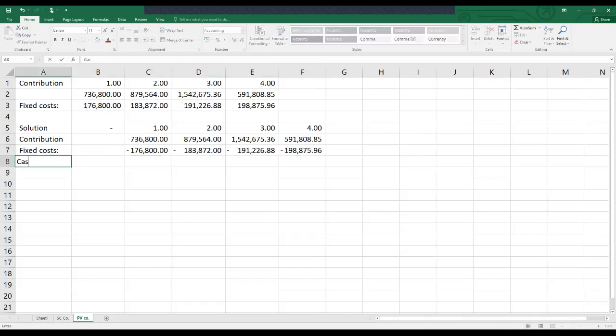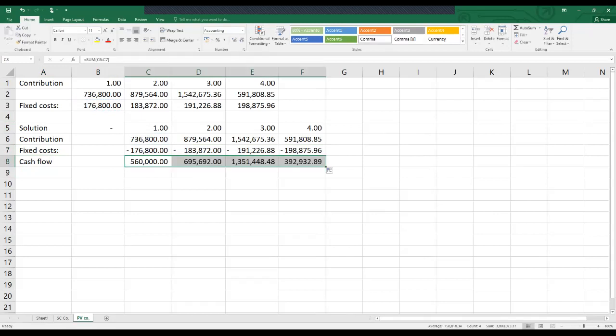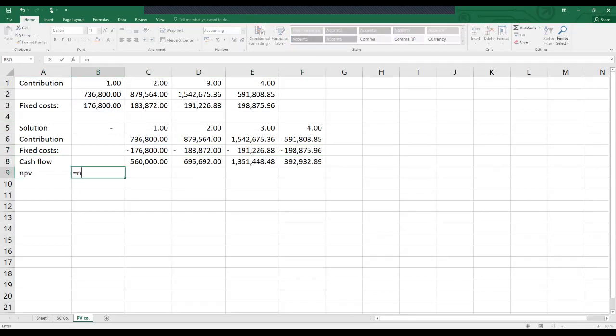Then let me call this cash flow. Well, there's no tax you're paying. The sum of these two gives the cash flow, year one all the way to year four. No working capital, no scrap value, no tax saving, that is it. NPV, therefore, will be equals NPV. Okay, define the rate. You discount at a rate of 10%, 0.1.